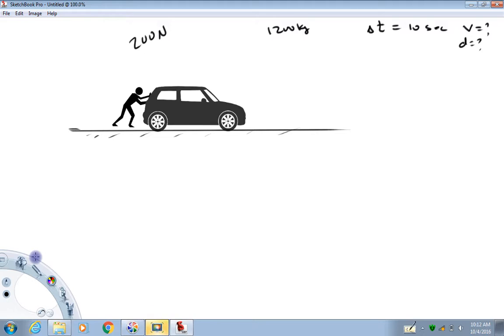The purpose of this video is to demonstrate how to apply impulse momentum methods. So what we're going to do here is take a look at this system where this young lad is pushing on this car with a force of 200 newtons. And he does so for a time frame of 10 seconds. And what we're going to do is try to calculate the final velocity of the car and the distance that the car travels during this 10-second time frame, assuming friction can be ignored acting on the car.